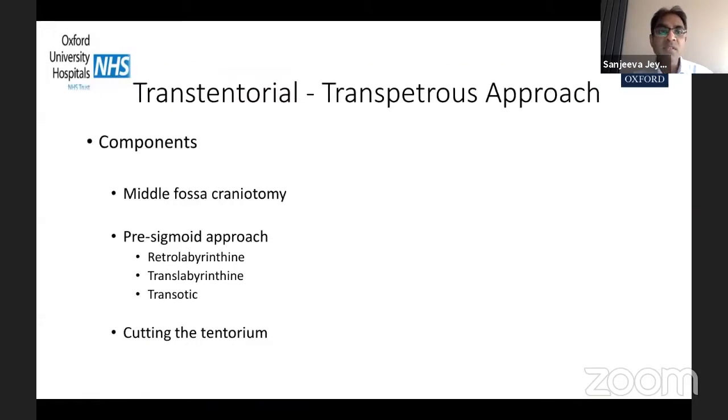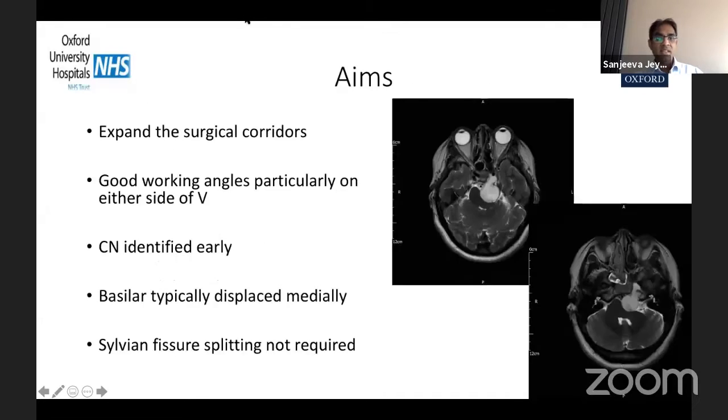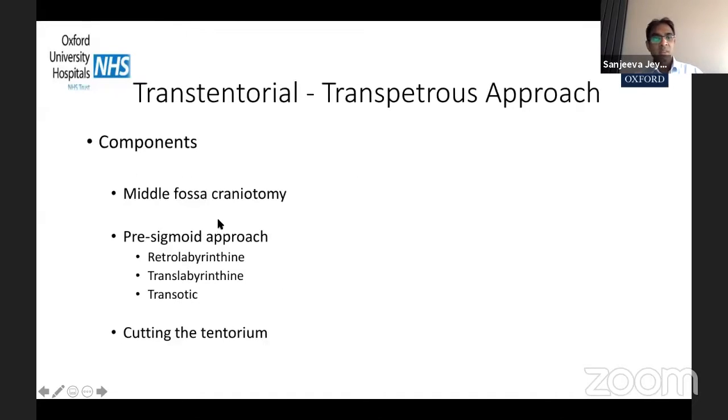So what are the components of this approach? So usually what you do is you'd have a middle fossa craniotomy. And then as we're going to see, we're going to pick one of the various pre-sigmoid approaches, whether you're going to pick a retrolabyrinthine approach, a translabyrinthine or a transotic approach. And then you're going to cut the tentorium. And that's what's going to give you this nice view coming around the front of the brainstem.